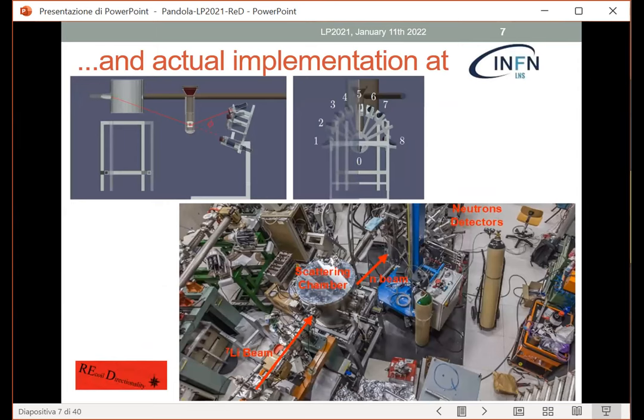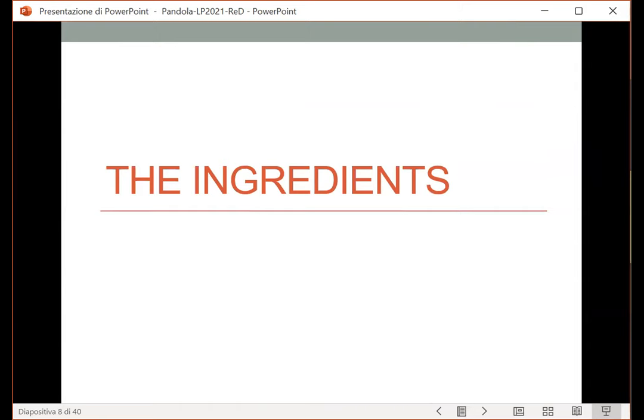And this is how it looks in real life. The target is here in a vacuum chamber, which also hosts the silicon telescope. There is the TPC, and then there is an array of scintillation detectors, which I'm going to discuss in a minute. So that's the picture of the real assembly at the Laboratori Nazionali del Sud in Catania.